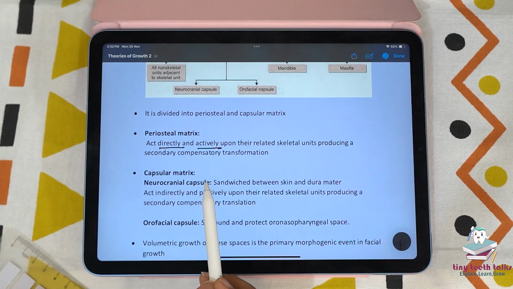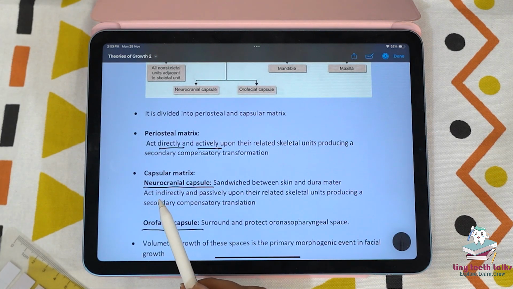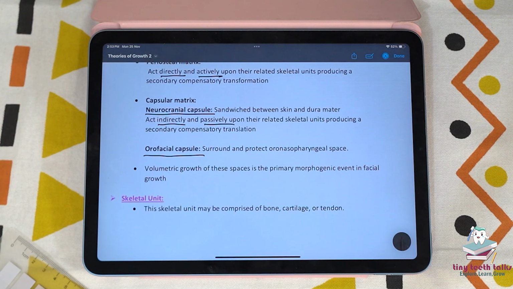Coming to the capsular matrix, neurocranial capsules and orofacial capsules are included in the capsular matrix. Neurocranial capsules, sandwiched between skin and dura mater, act indirectly and passively upon the related skeletal units, producing a secondary compensatory translation. Neurocranial capsule is the soft tissue structure that envelopes the brain. It's sandwiched between skin, which is the scalp, and the dura mater, which is the outermost layer of the meninges surrounding the brain. They influence the growth of the cranial bones indirectly and passively.